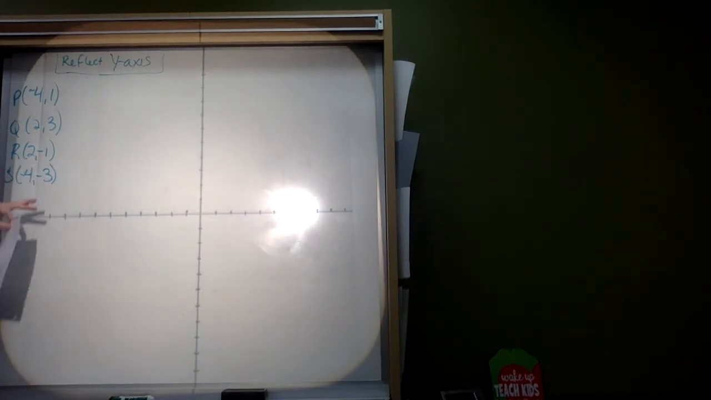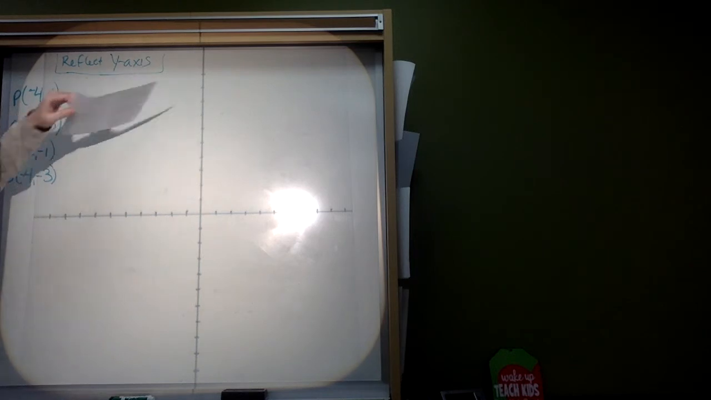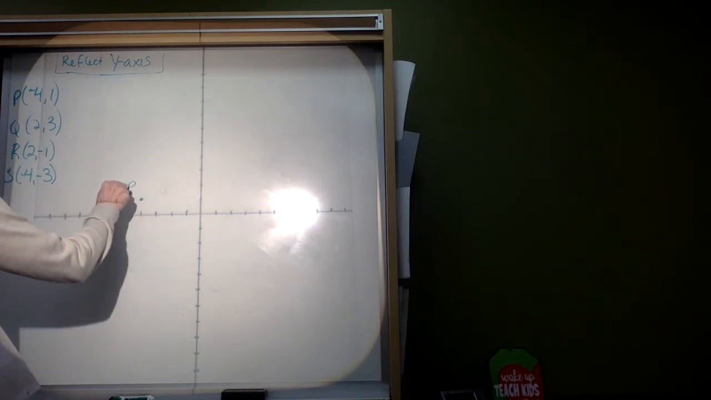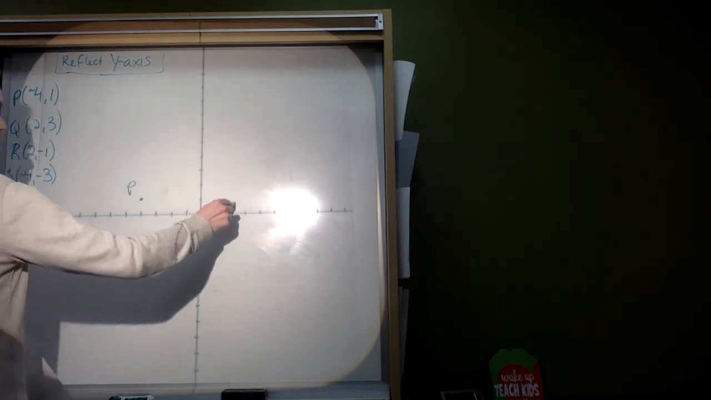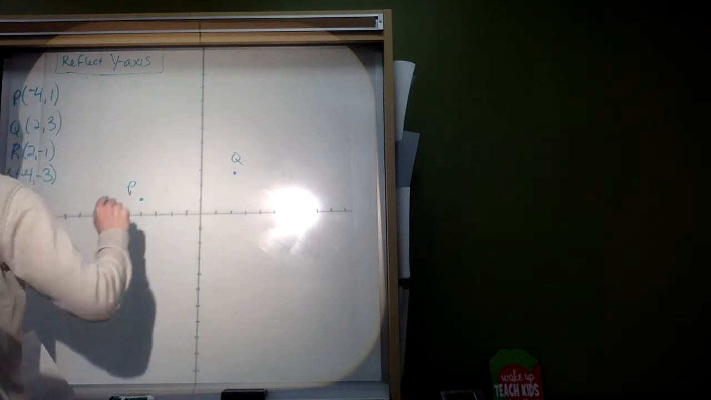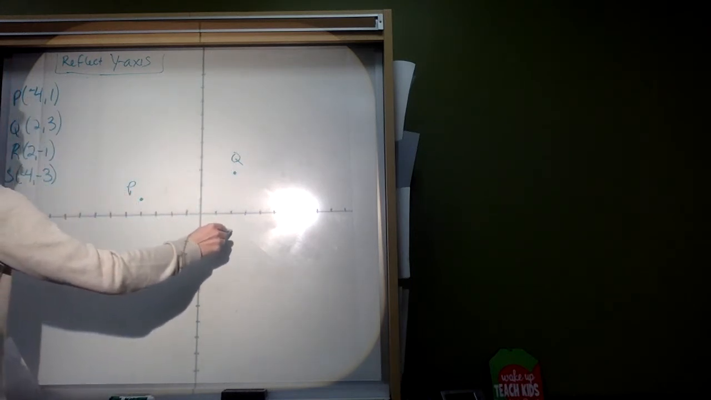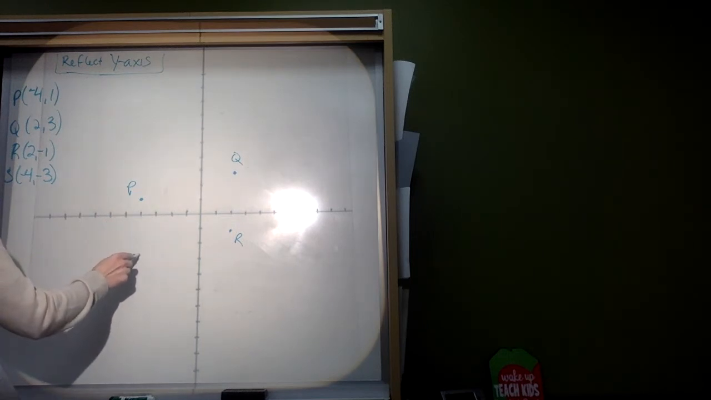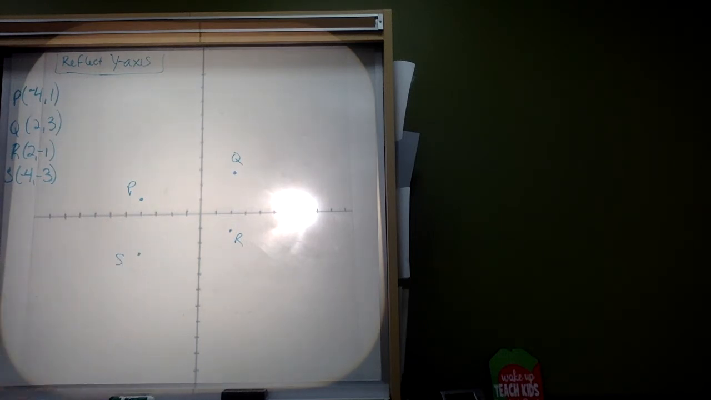Here's my next example. I'm going to take these coordinates and I'm going to graph it across the y-axis. Let's graph the pre-image first. So -4 and 1, so there's point P. 2 and 3, there's Q. R is 2, -1. And S is -4, -3.